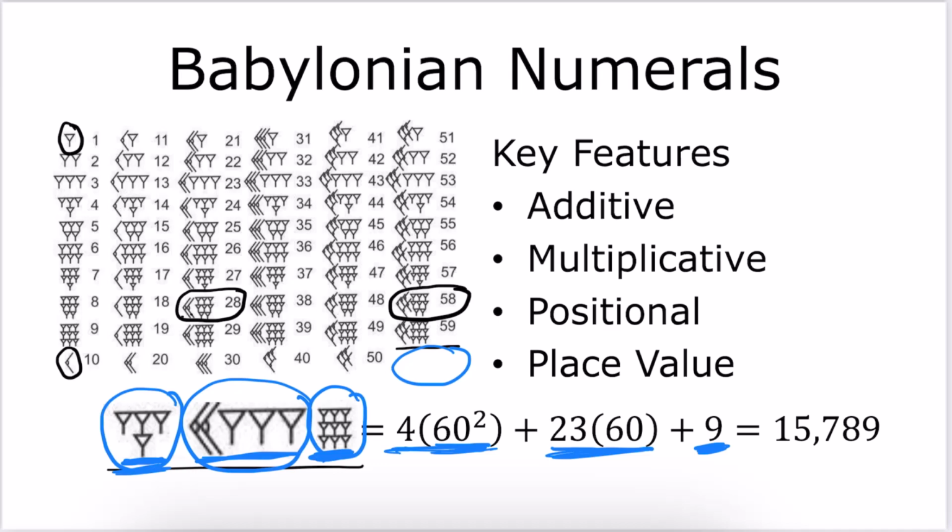And so we would calculate this out and we would say, well, 60 squared is 3,600. And if you do 4 times that, I don't know exactly what that is. That's kind of hard to do in my head. But you do 4 times that, plus whatever 23 times 60 is. And you would add that to 9. And if you add those numbers together, you get our modern day numeral of 15,789. And that's the way that Babylonian numerals work.